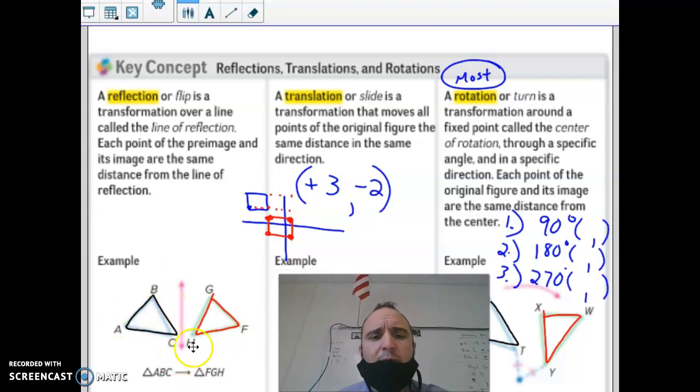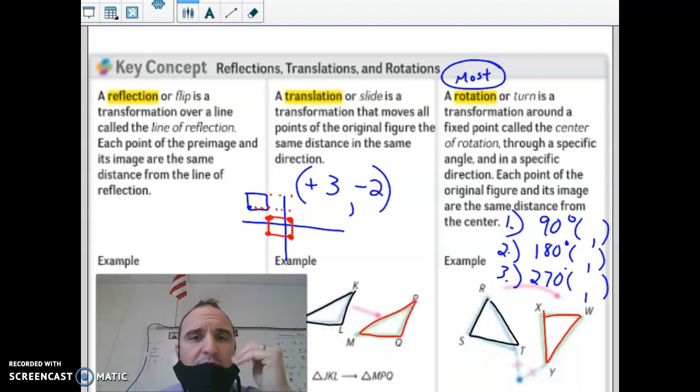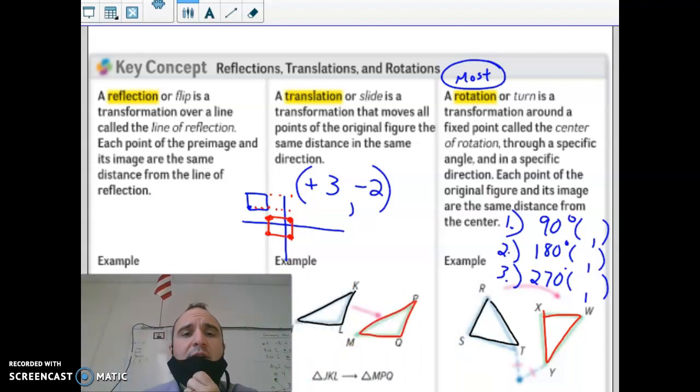Also, when you go from pre-image to post-image, they usually don't give you new letters. It's usually like A becomes A1, C becomes C1, and B becomes B1. But for these, they haven't done that yet. Next is translations. Translations is a slide. Usually they have directions, like the x-coordinate moves over 3, and then the y-coordinate moves down. So here's the pre-image in blue and the post-image in red.